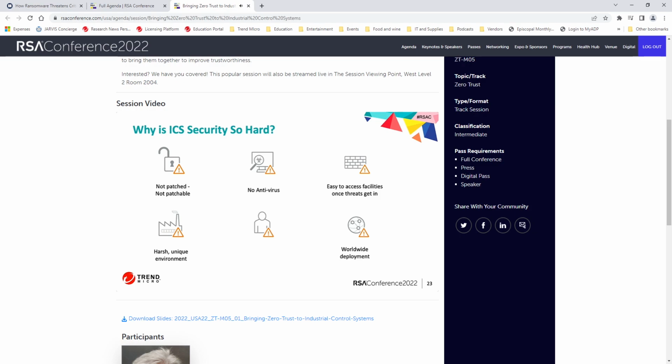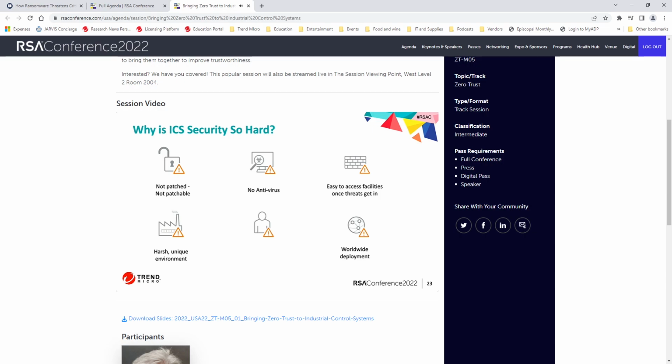The missing piece, it's not even on my slide. The missing problem is philosophy. The problem is the fact that the people who do industrial security have a different set of guiding principles than the people who do IT security. And the fact that it's deployed worldwide, the reach and range, and you sometimes have to go to the individuals.